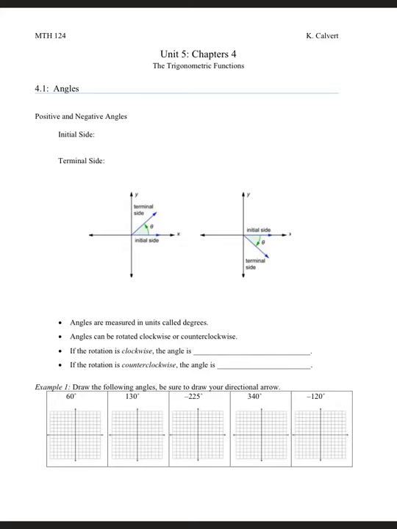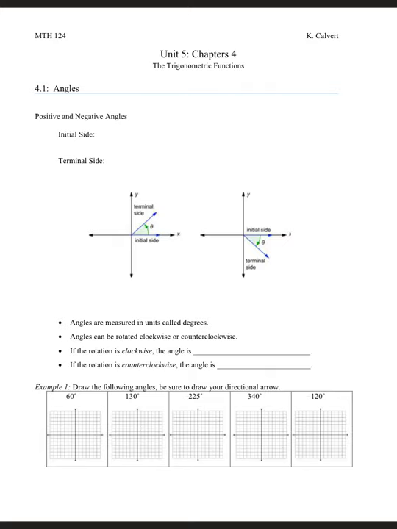Hello, this is an introduction to 4.1. 4.1 is all about angles, and what we're going to be looking at are positive and negative angles first. We're going to be looking at all of these angles in what we call standard form, meaning these angles are going to start on the positive x-axis, and then they're going to end in some quadrant somewhere.